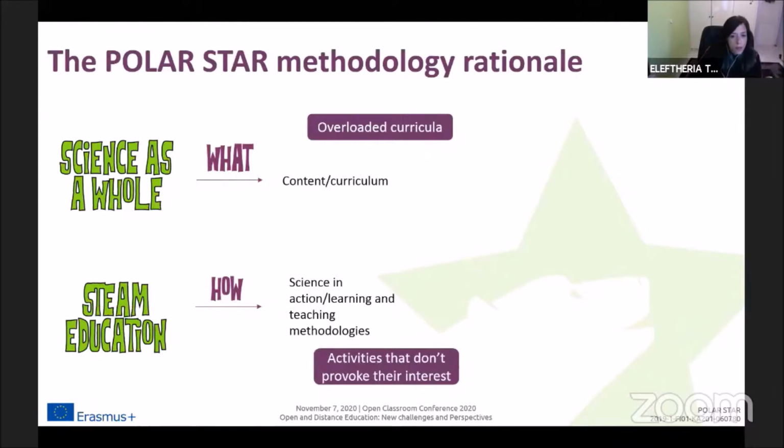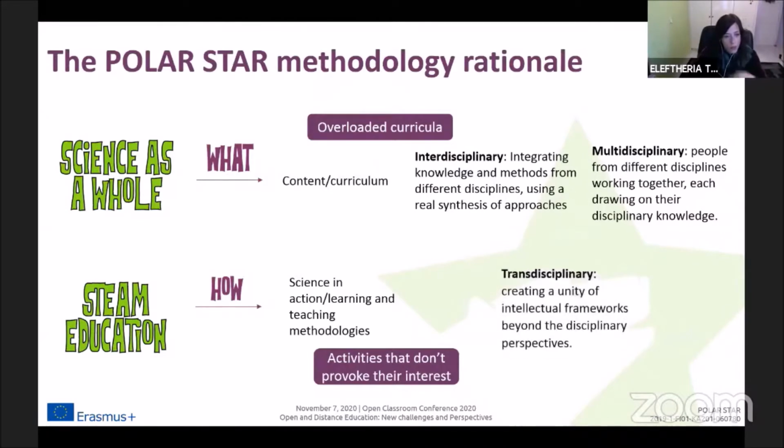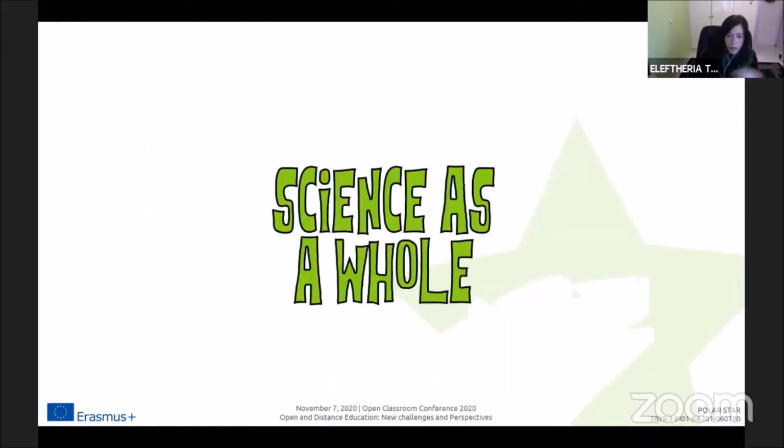So this part of the methodology has to do with interdisciplinary and multidisciplinary learning and bringing all the science disciplines together to create one meaningful synthesis out of them. And when it comes to STEAM education, we go beyond science, so we transcend the science discipline as a whole, and we go transdisciplinary because we're bringing in technology, engineering, art, and mathematics into the game to create a bigger unity. So science as a whole, like I said, is the part that we're going to talk about.